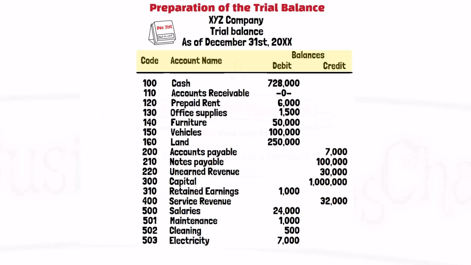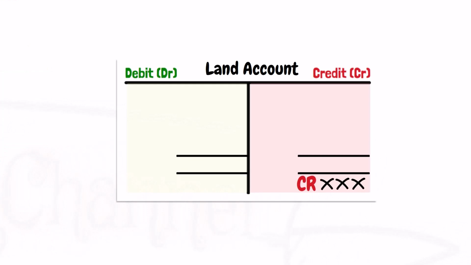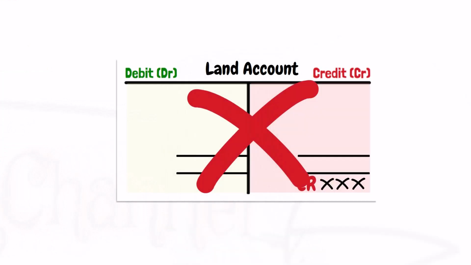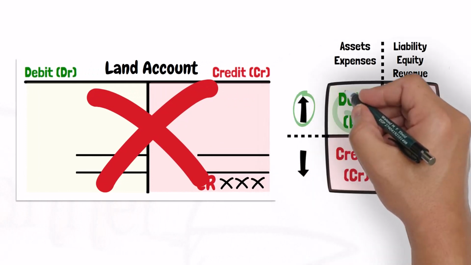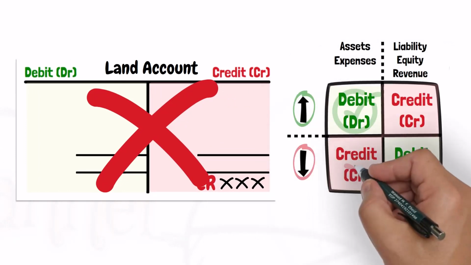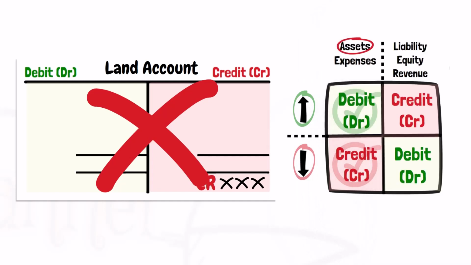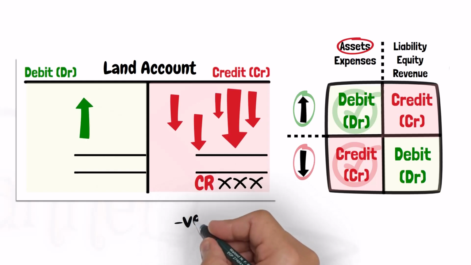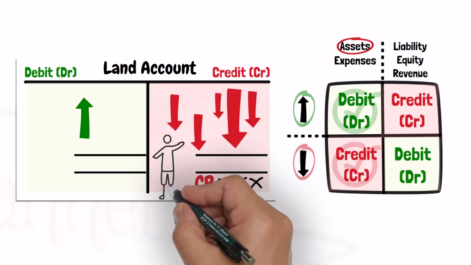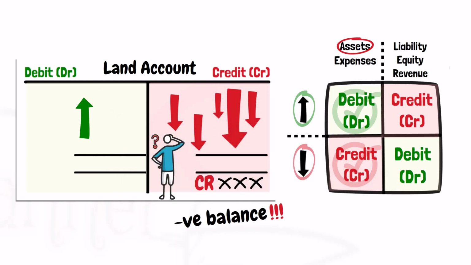So, if you find for example that an asset account like land account has got a credit balance, this means that there is an error for sure in this account, because we know that the increases in land account are recorded as debits, and decreases are recorded as credits as it is an asset account. So, a credit balance for land account means that more decreases were recorded in the land account than increases, which results in the account showing a negative balance for land, which does not make sense.